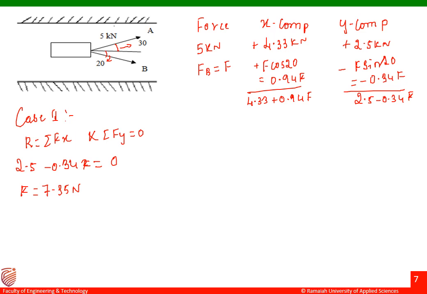Now case 2: what should be the angle if it wants to move along the road? Let us discuss this case 2 in the next slide.